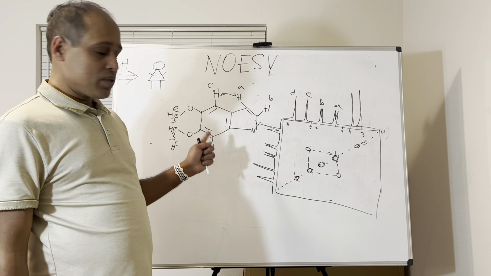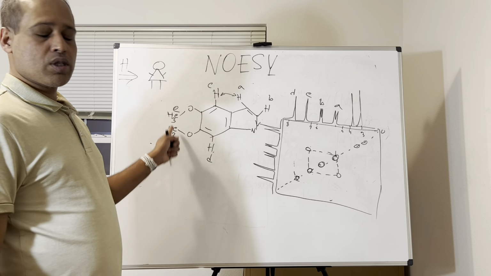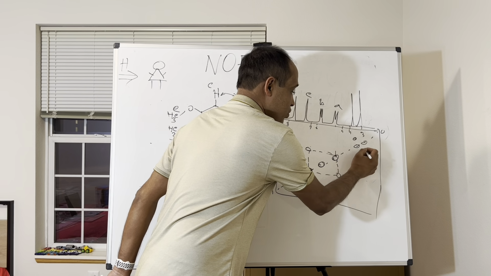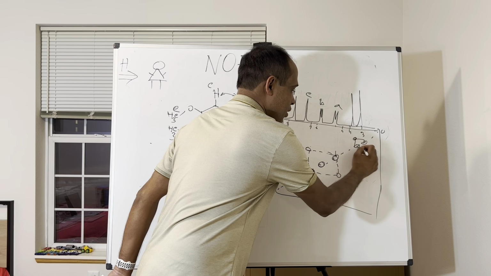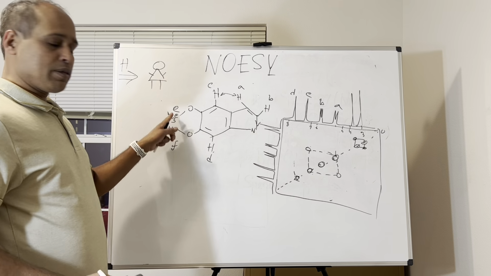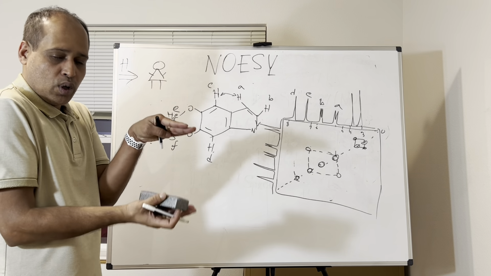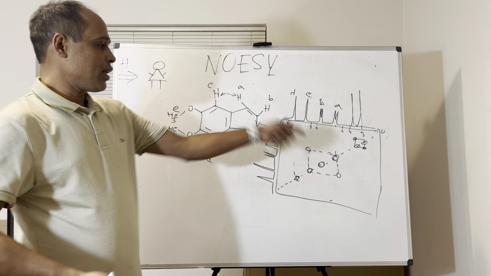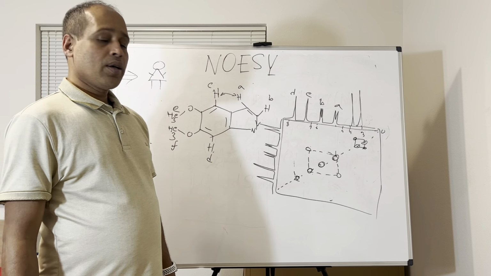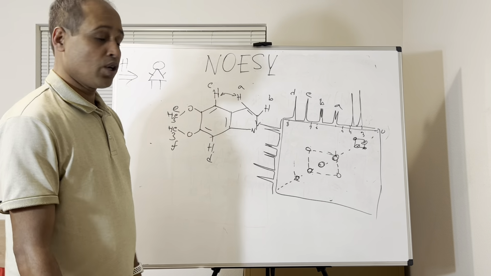But in the NOESY, you will definitely see the cross peak for these two. If you take NOESY, not COSY, you will see a cross peak here because they are spatially close, close in space. So that is also possible. You might see a correlation in there. I hope you understand the NOESY part.